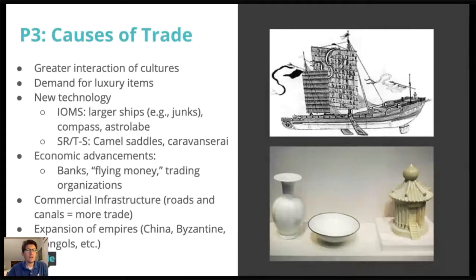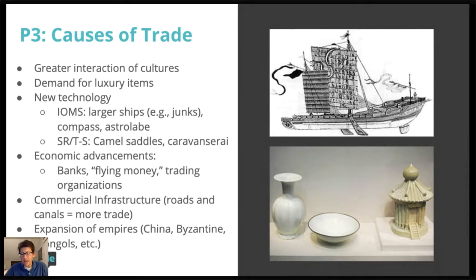They begin to like the other stuff these cultures create. There's a higher demand for luxury items. For example, silk from China becomes the major item traded along the Silk Roads, which makes sense. But other luxury items, whether it be tea or coffee or porcelain that are traded in the Indian Ocean, those become quite significant as well.